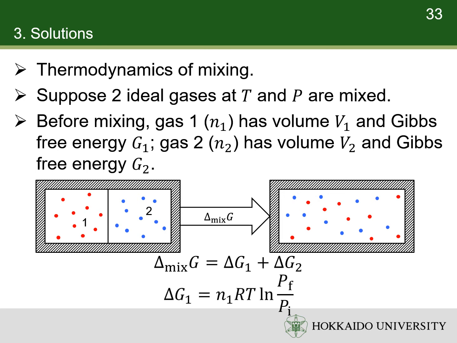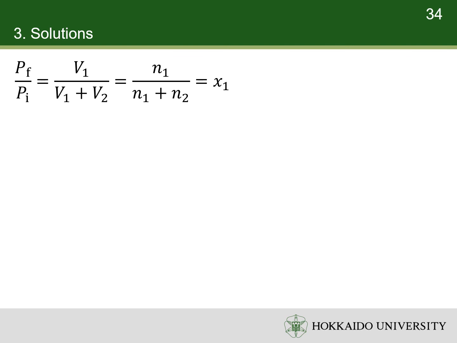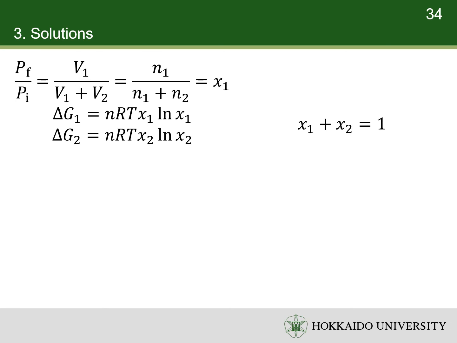The Gibbs free energy of an isothermal expansion of ideal gas is expressed with the initial and final pressures. The initial and final pressures can be replaced by the initial and final volumes of the free expansion, whose ratio is its volume fraction in the final mixture and is identical to its mole fraction. Thus, the Gibbs free energy of the free expansion of one gas depends on its mole fraction. So is the other gas. Pay attention, there are only two components in the system. The sum of the two mole fractions is 1. So, the Gibbs free energy of mixing is determined by the mole fraction of one gas.